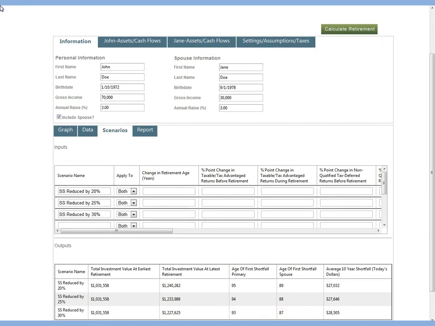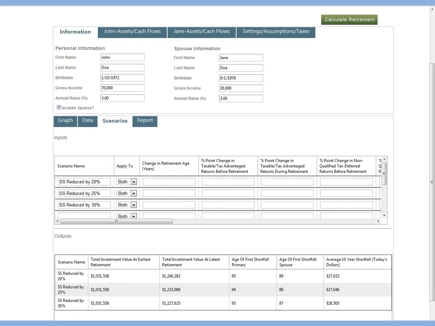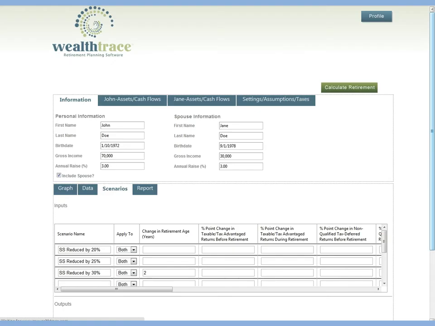Now let's say that John and Jane do not want to run out of money until John is at least 100 years old. Although they might think they will not live this long, they want a nice buffer in case they do live for a long time. So the question is, what can they do to boost their funds in retirement if Social Security payments are actually reduced by 30%? Let's start by increasing the age in which both retire by 2 years.